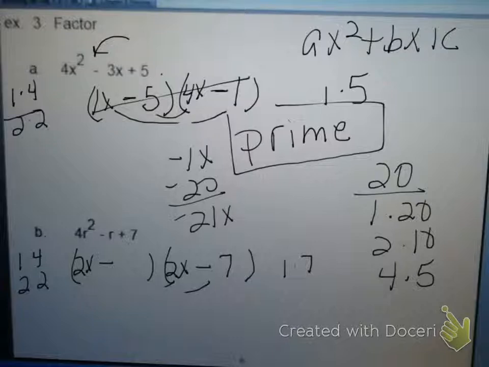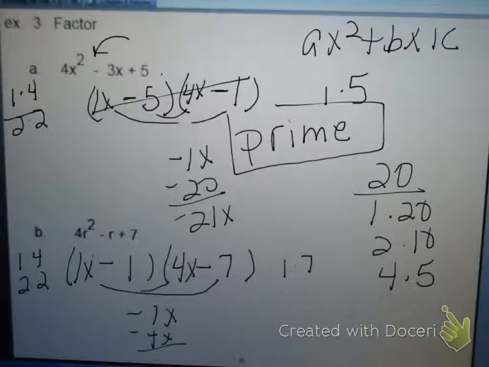Now again, I'm not going to switch anything around because the 2 is a double. So I'm just going to eliminate, and I'm going to use 1x and 4x. Now my outside is a negative 7 and a negative 4. That doesn't work. So now I'm going to switch the 1 and the 7 around. So check, my outside is a negative 1x and my middle is a negative 28. Okay, I'm thinking this is prime.